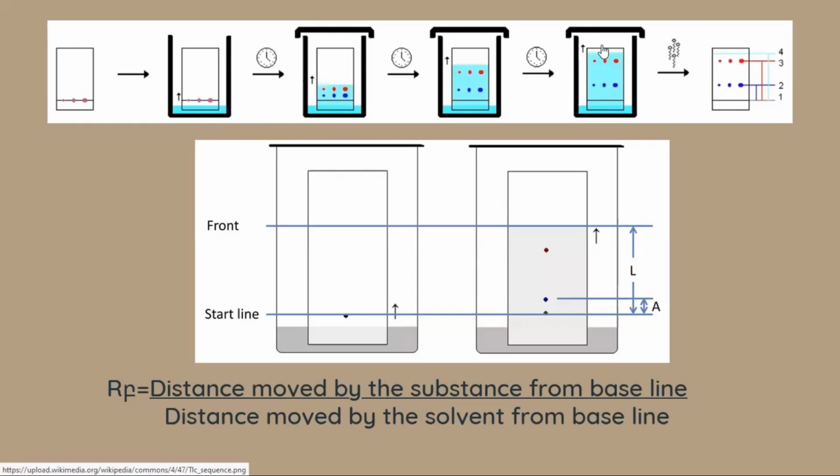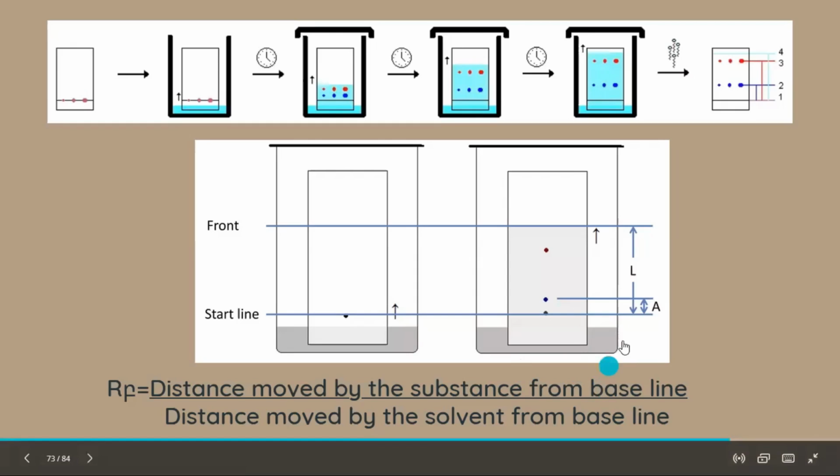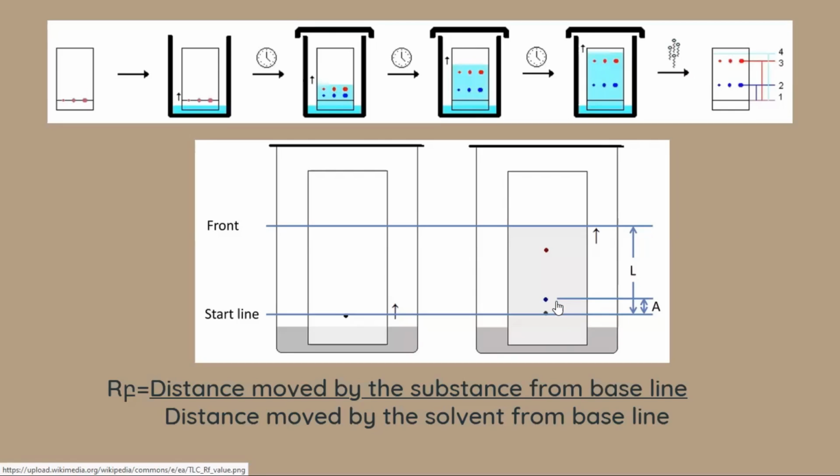In this case, we're comparing the extent to which various substances have moved compared to the solvent's movement. So the retention factor is the distance moved by the substance from the baseline divided by the distance moved by the solvent. With that, we complete thin layer chromatography. In the next video, we'll be talking about partition chromatography.